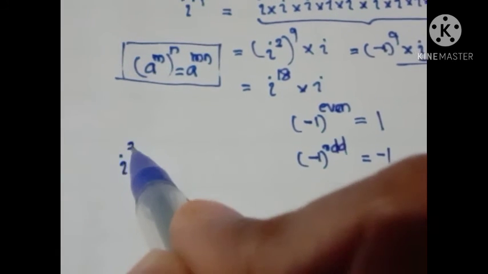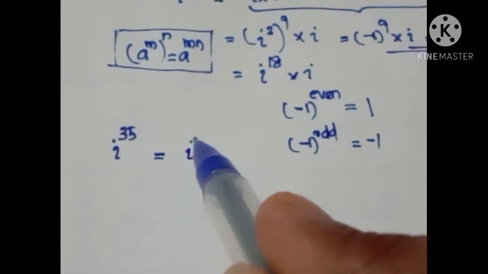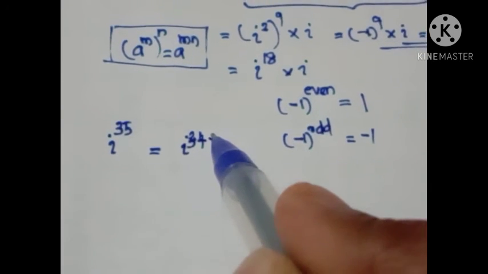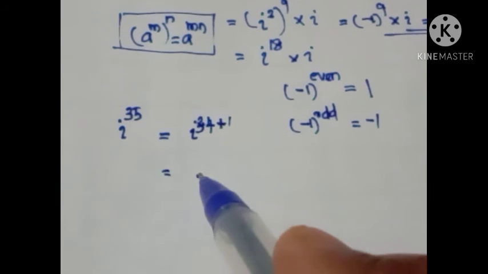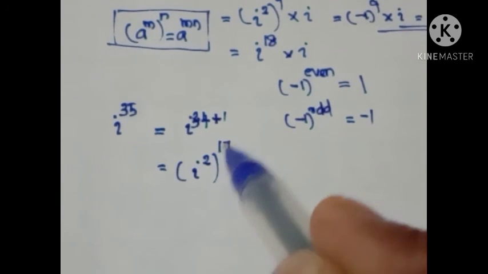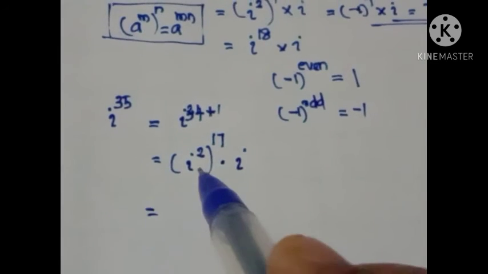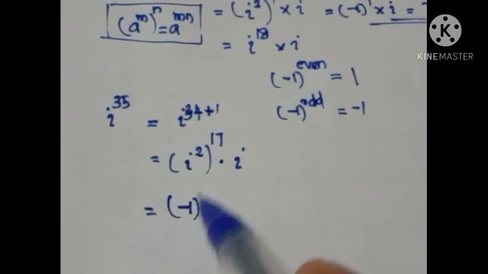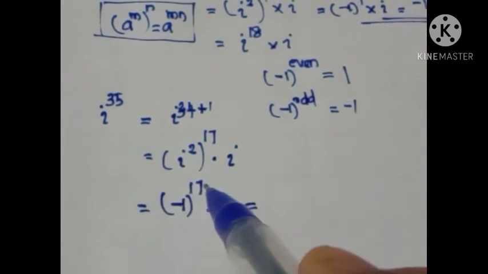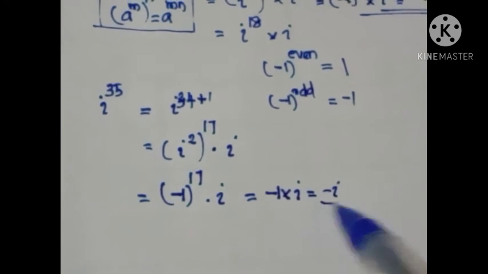Suppose we have i raised to 35. This can be written as i raised to 34 plus 1. So i square raised to 17, because it is 34, into i. Now i square is minus 1. Minus 1 raised to 17 into i. Minus 1 raised to 17 is minus 1. Minus 1 into i is minus i.